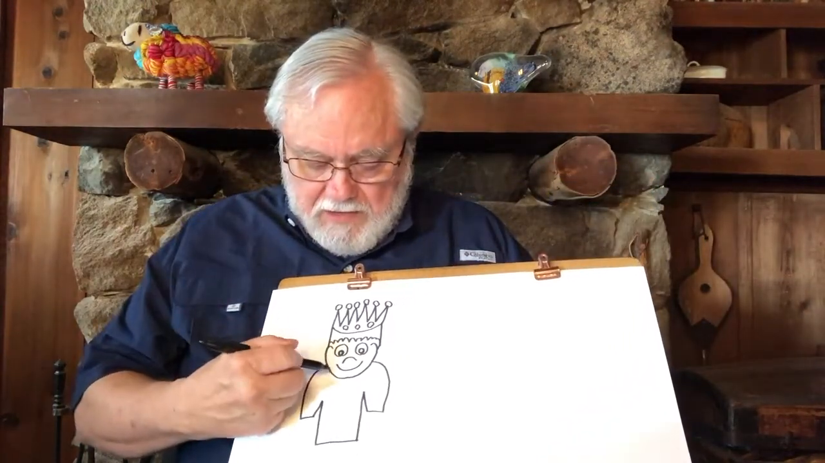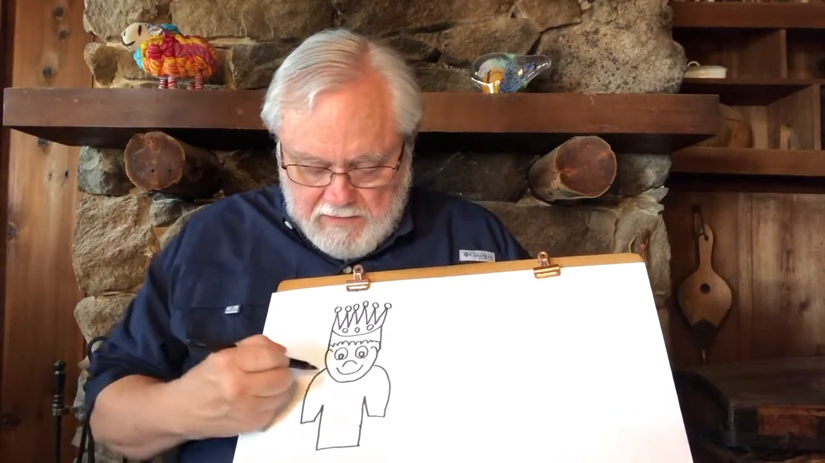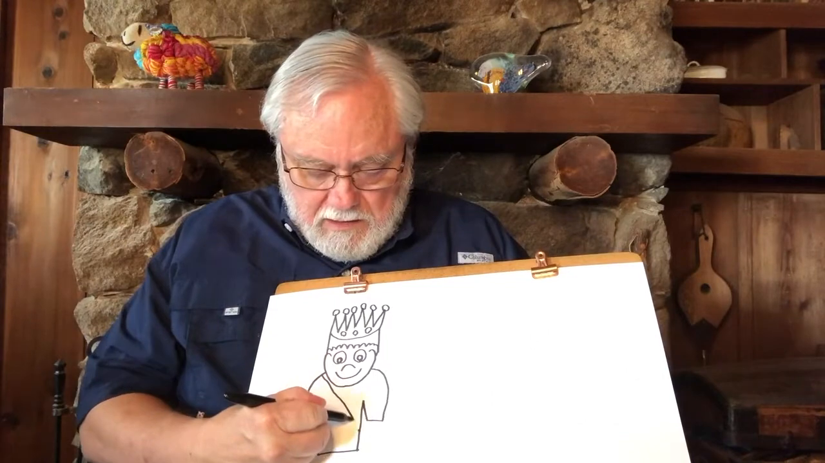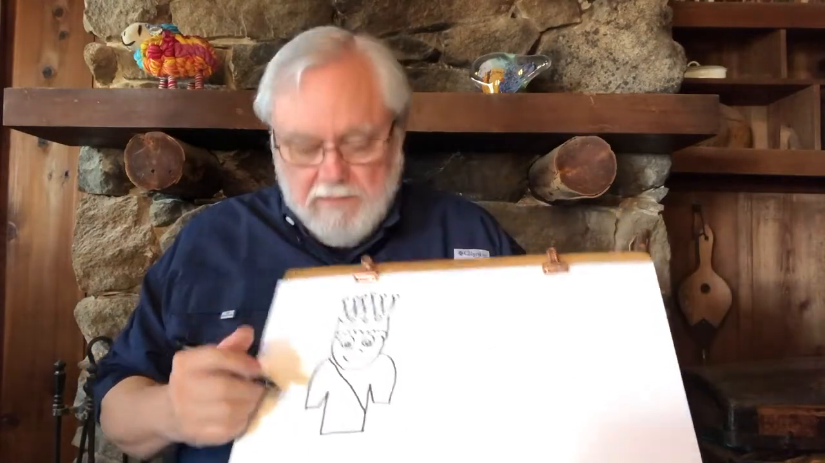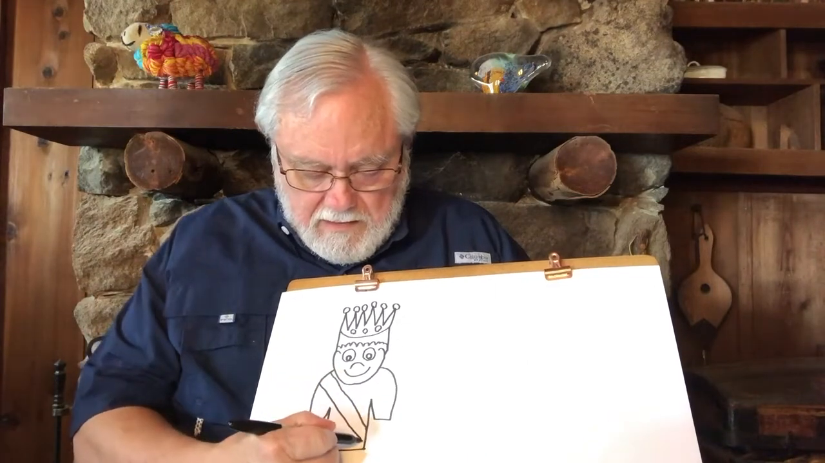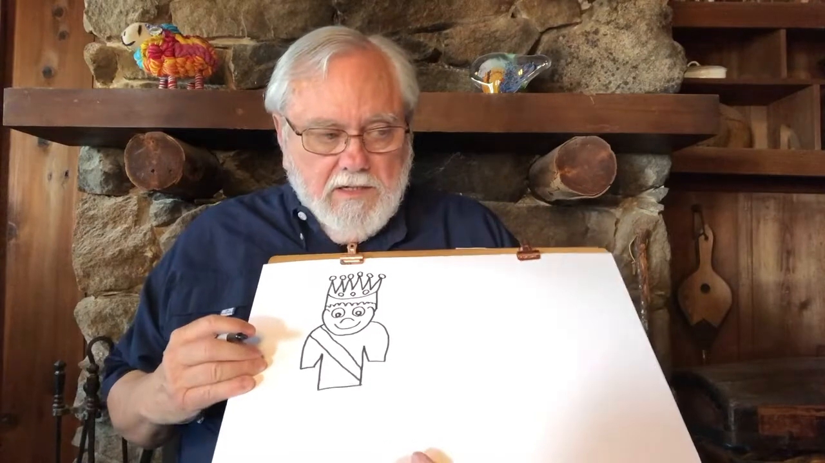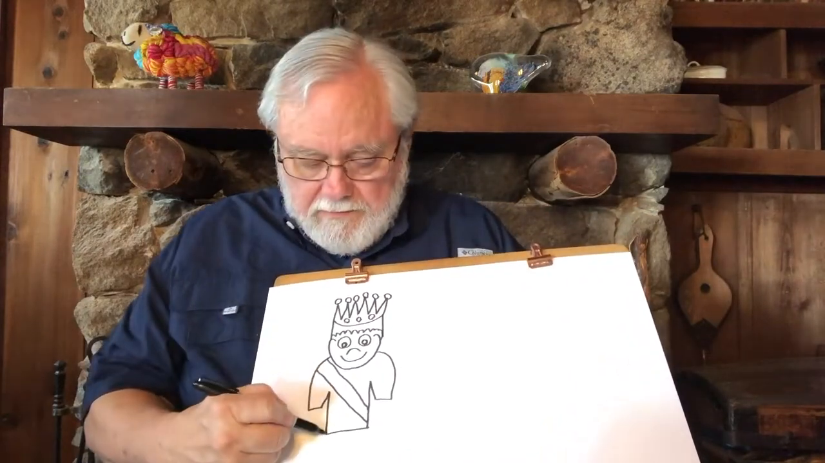So to make his sash, I'm going to start from up here on this shoulder, and I'm going to aim for a dot right down here. So I'm going to make a line like that. Then I'm going to come back up and make another line that parallels it. So there is his sash coming down. Show me when you're ready for his legs.